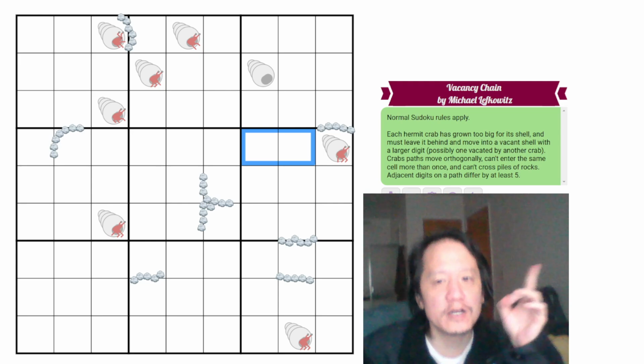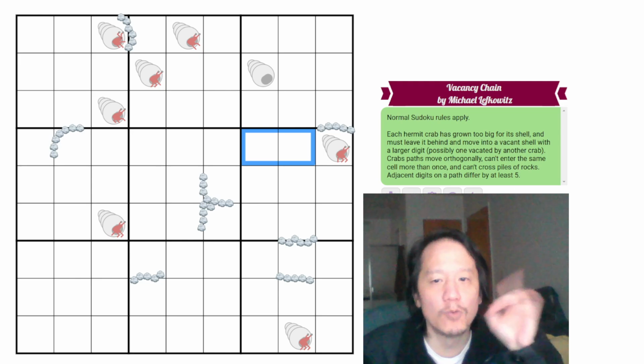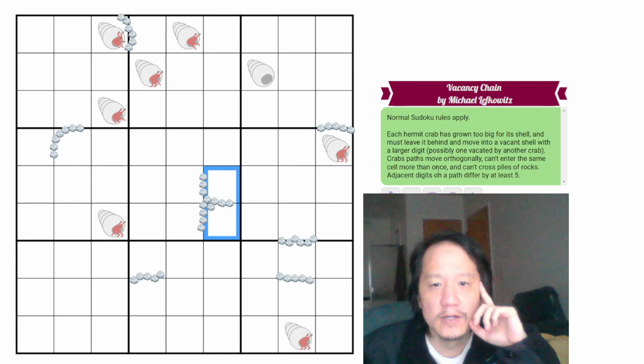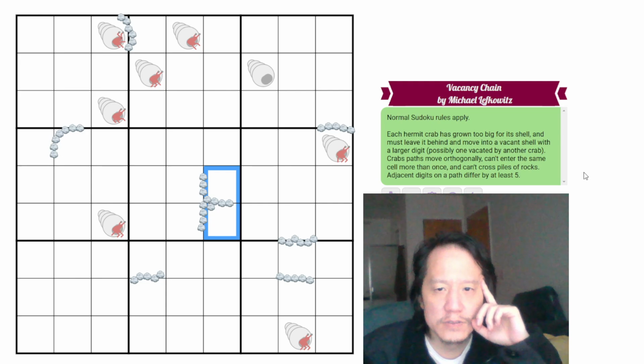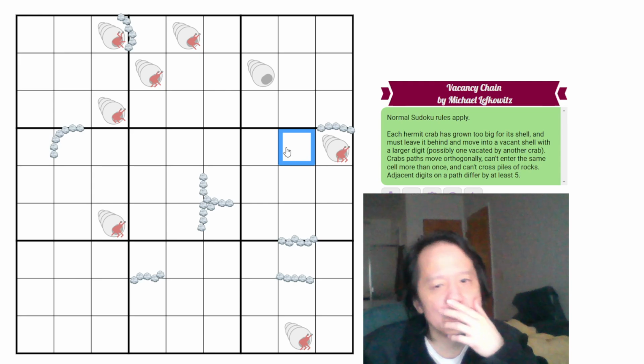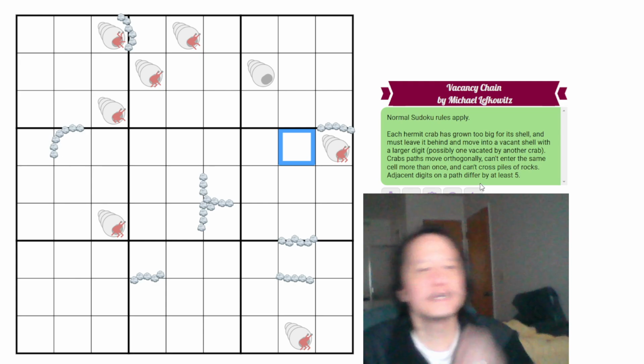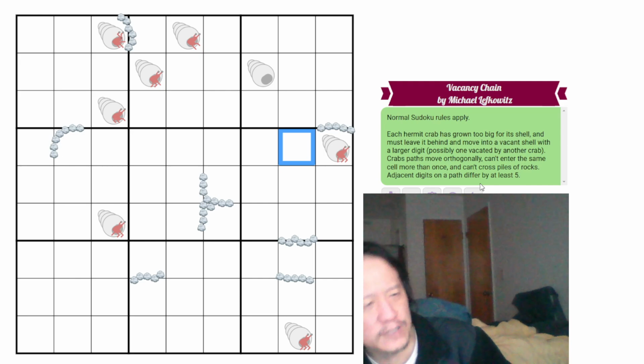Crab paths move orthogonally, can't enter the same cell more than once, and can't cross piles of rocks, which are here. Here. Can't enter the same cell more than once. So obviously it can't go here, then back into it. Adjacent digits on a path differ by at least 5. It doesn't say anything about crossing paths, though. That's interesting.